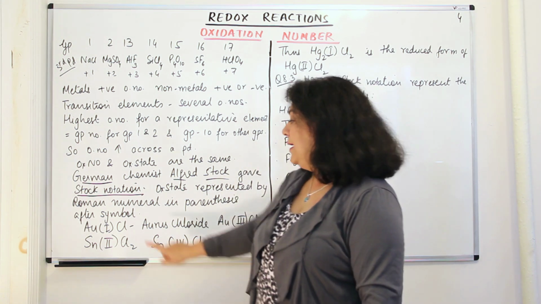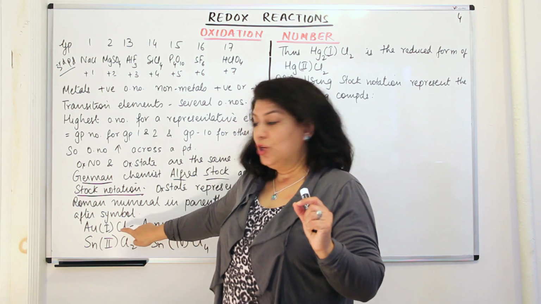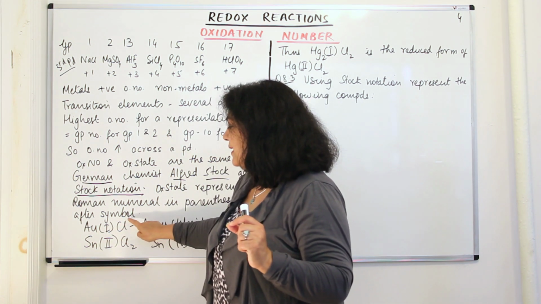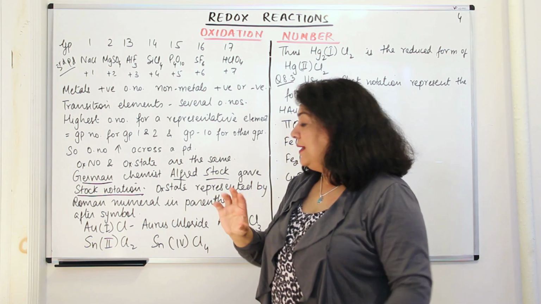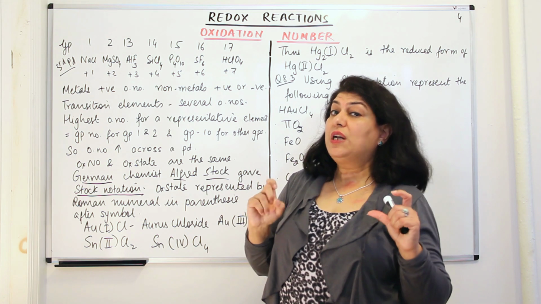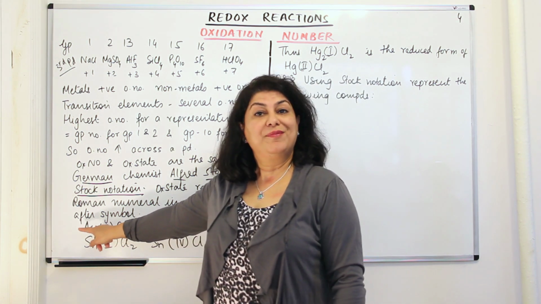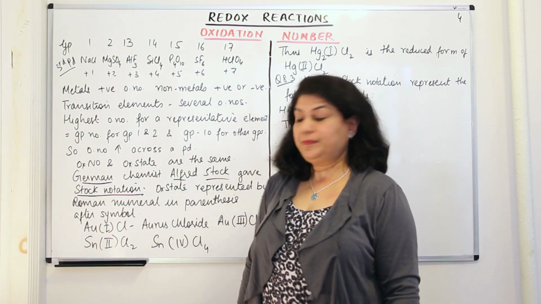For example, all halogens have a charge of -1. So if you have AuCl, it means the charge on Cl is -1. If it is -1, then AuCl should be a neutral compound. So what should be the charge on Au? It should be +1. So that tells you that the charge on gold will be +1.